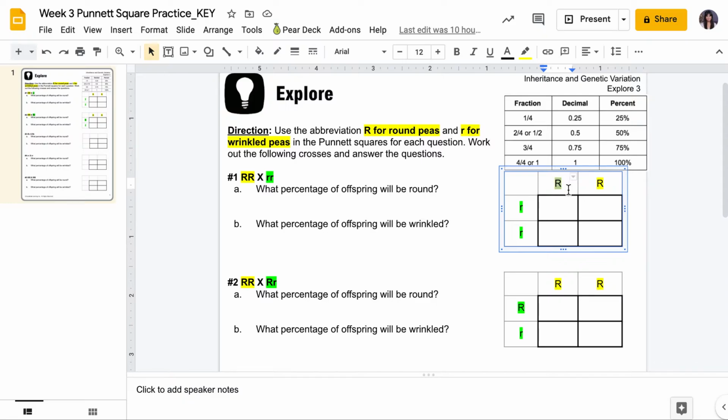parent 1 is going to pass the first allele to the top and to the bottom square. Same thing right here, the second allele of parent 1. And now, let's go horizontally to parent 2. They're going to pass an allele to each of the possible offspring. We're going to do the same thing right here on the bottom.